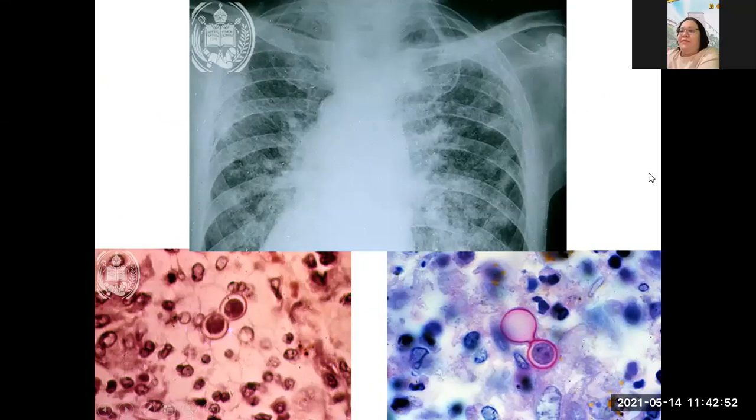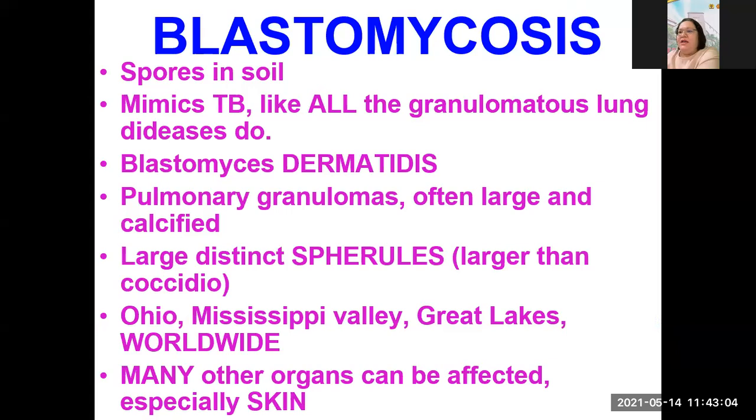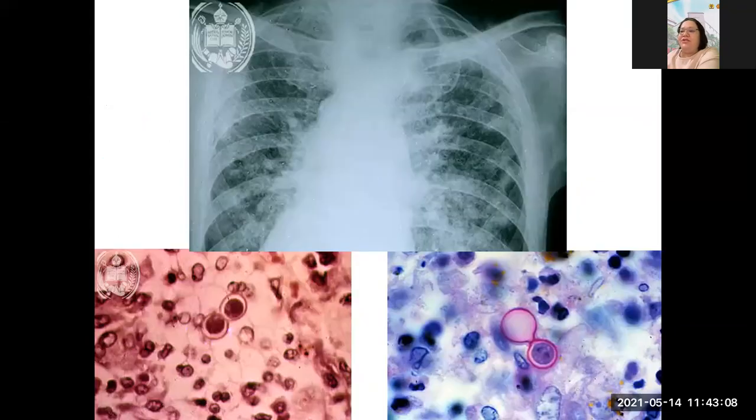So this is a sample of what you might see on an X-ray. So let me point out here what you can see. Okay, it is large, distinct spherules, larger than the coccidioides. So here you can actually see the spherules.